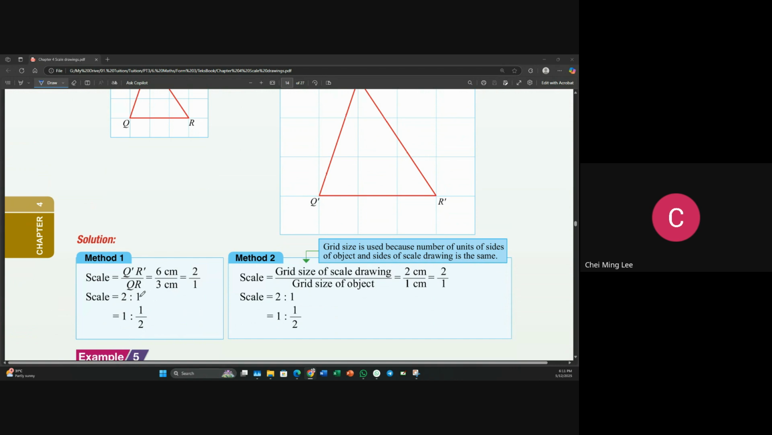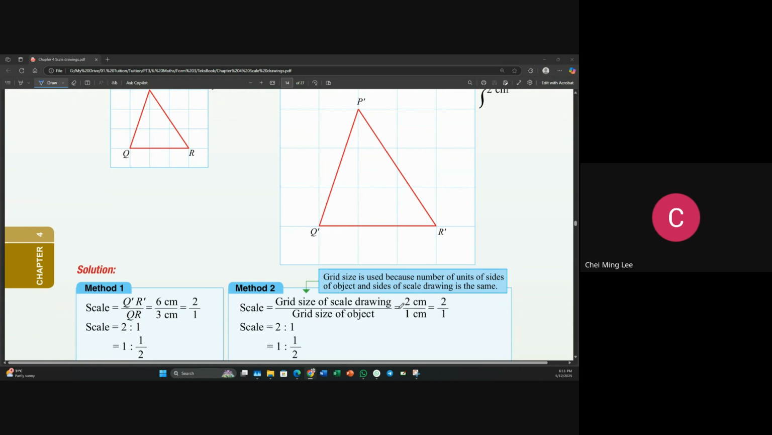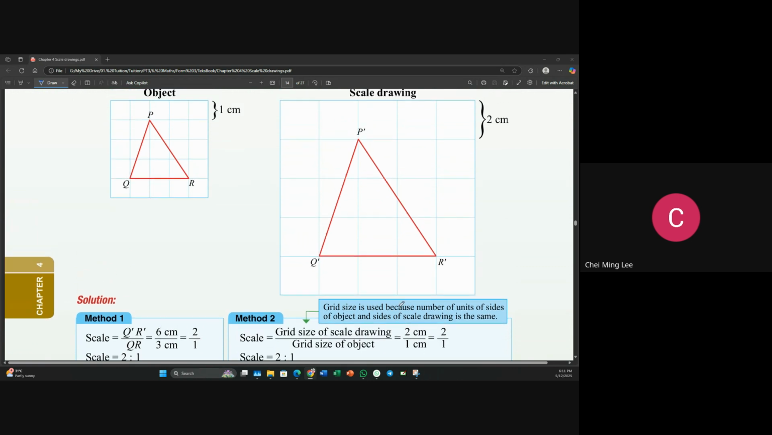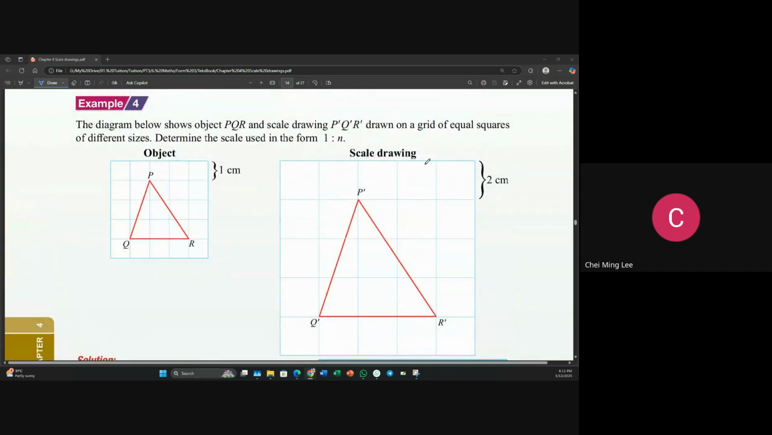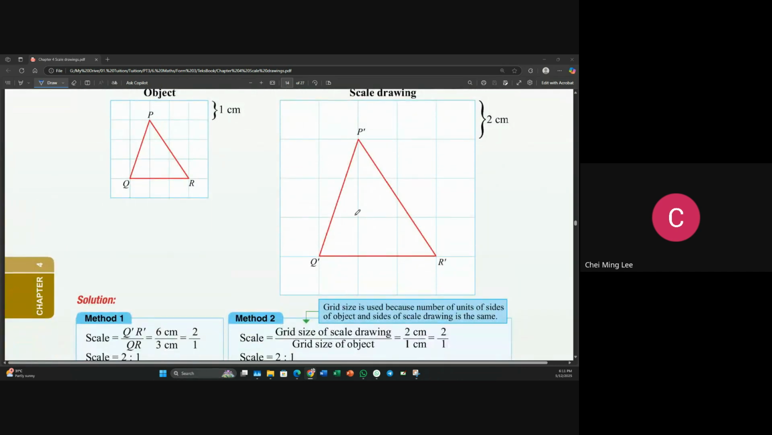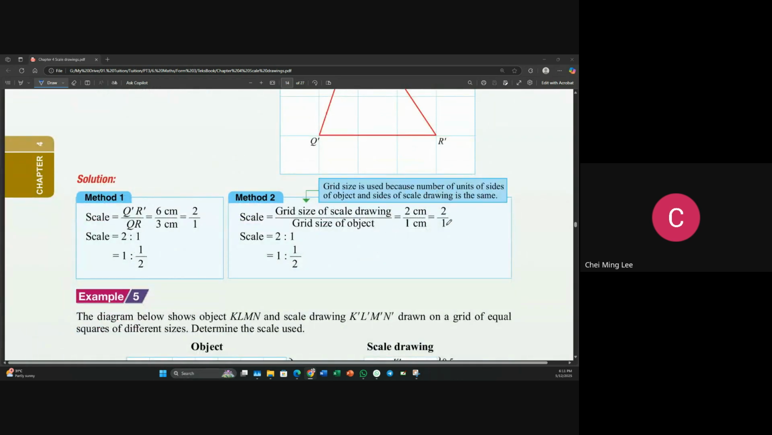2 to 1, we normally try to get 1 to n. So I divide the whole thing by 2. So you get 1 versus 1 over 2. Like that. Okay, or the other way, you can just use the scale. Why? You see, here is 3 and here also 3 squares, so the only difference is this one, correct? So I just use the scale of 2 to 1. So the grid size, 2 to 1, so you get 1.5 as well.